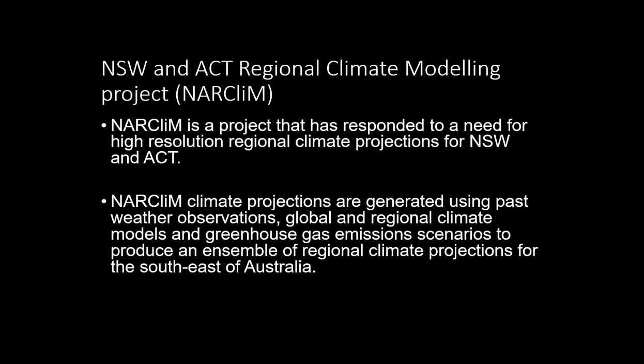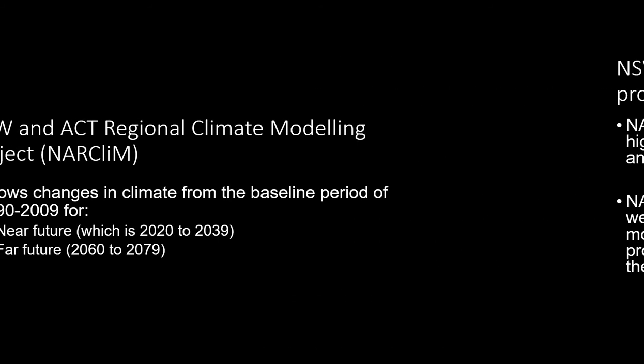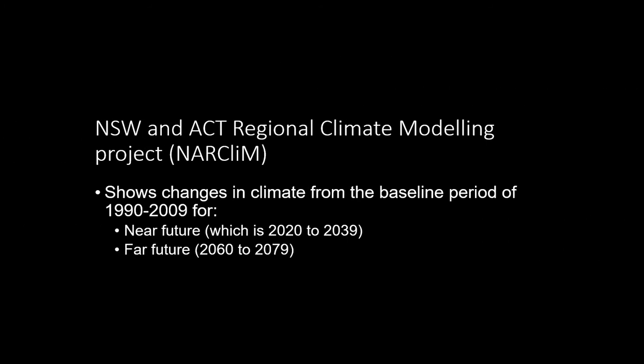NARCLM is a project that has responded to a need for high-resolution regional climate projections for New South Wales and ACT. NARCLM climate projections are generated using past weather observations, global and regional climate models, and greenhouse gas emission scenarios to produce an ensemble of regional climate projections for southeastern Australia. The maps on Adapt New South Wales show changes in climate from the baseline period of 1990 to 2009 for a near future period of 2020 to 2039, and a far future period of 2060 to 2079.